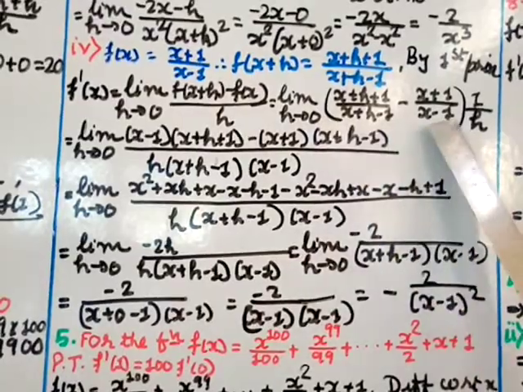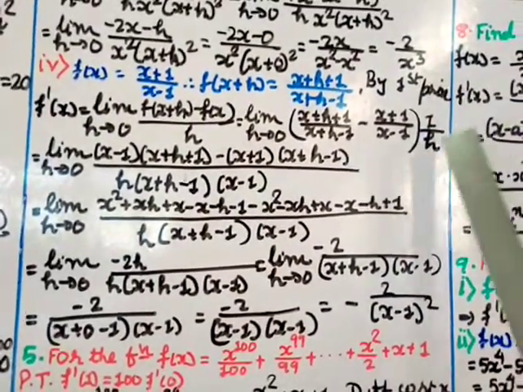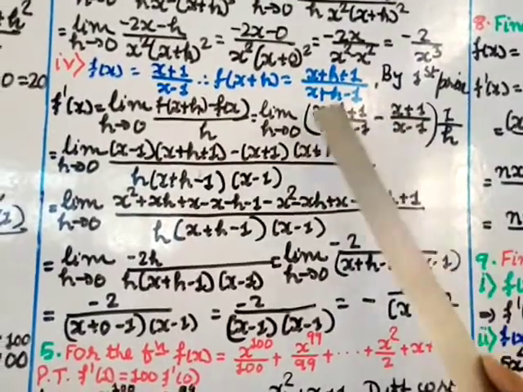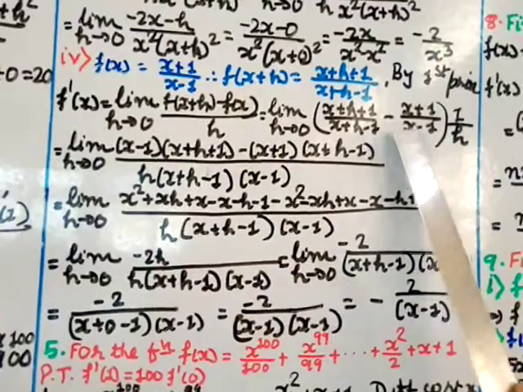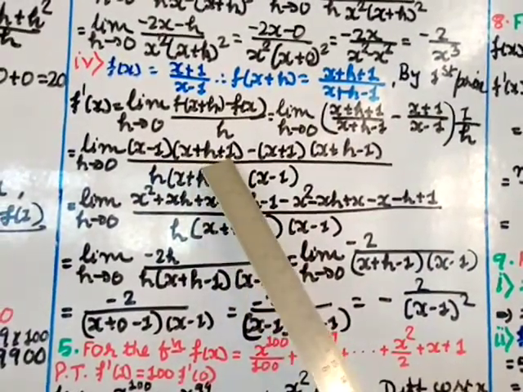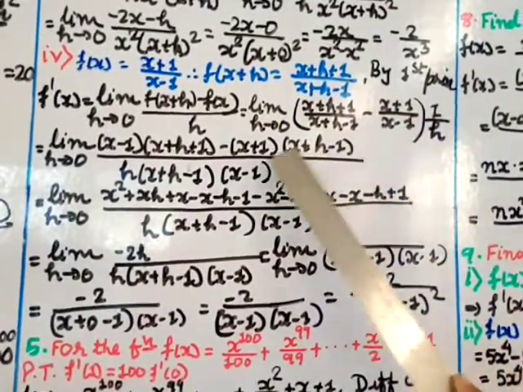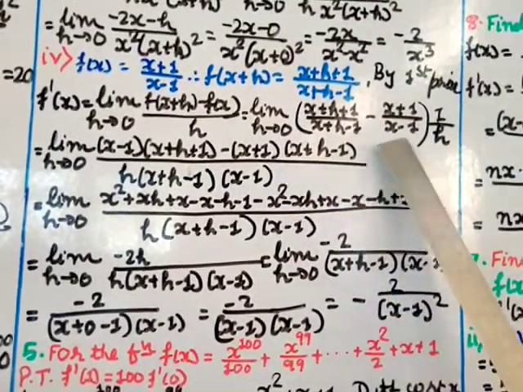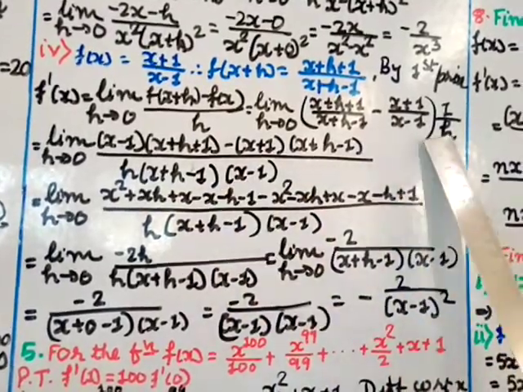Either you write denominator h or 1 by h, it is the same meaning. So you write here separately. Now cross multiply here or just take LCM. So here we get limit h tends to 0, x minus 1, this I am multiplying here, x plus h plus 1 minus this x plus 1 here, and this multiply here, so x plus h minus 1, and the denominator is x plus h minus 1 into x minus 1, and this h is here.